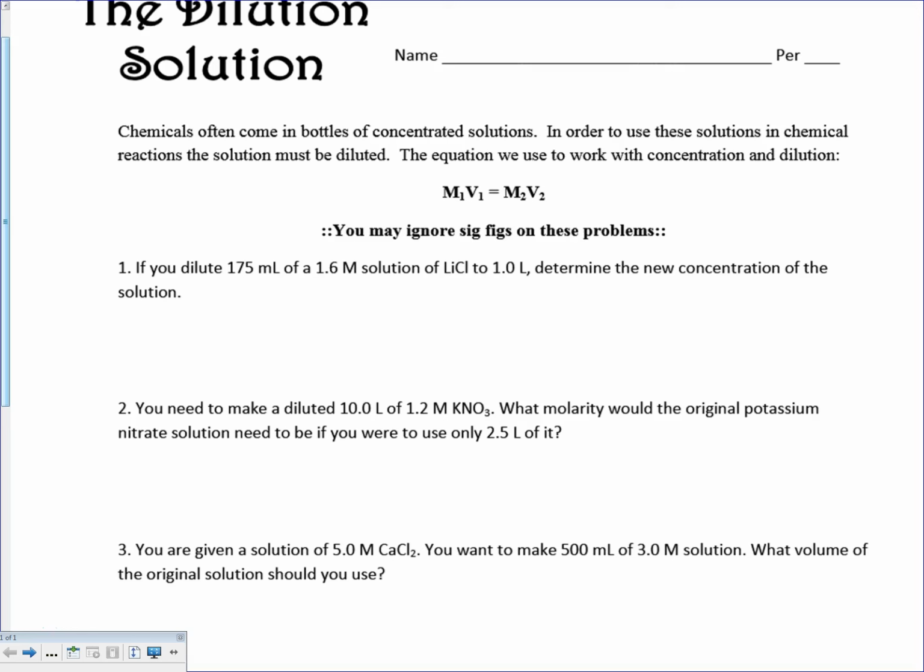And so what this comes from is a rearrangement of the formula for molarity. The molarity equals the number of moles of solute over the volume of solution. So if we just multiply both sides by V, we get M times V equals n. And what that's saying, again, is that the number of moles is going to stay constant when you dilute something. And so what we get is M1V1 equals M2V2.